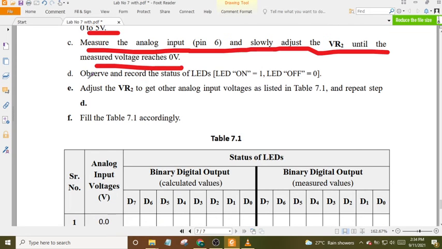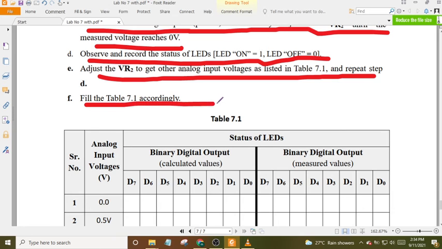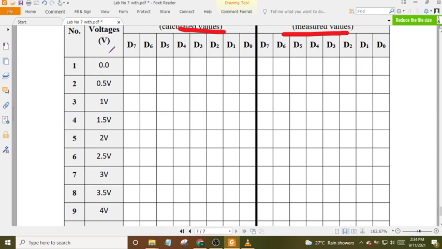D. Observe and record the status of LEDs: LED on equals 1, LED off equals 0. E. Adjust VR2 to get the analog input voltage listed in table 7.1, and repeat step D. F. Fill table 7.1 accordingly. Table 7.1, status of LEDs: analog input, binary digital output D7 to D0, calculated values, measured values.